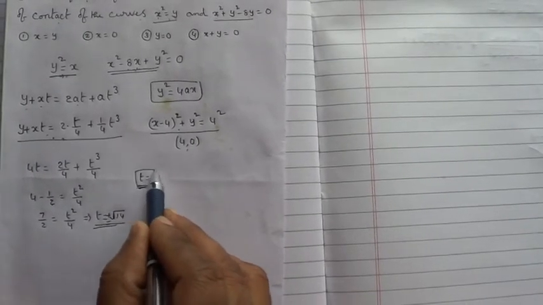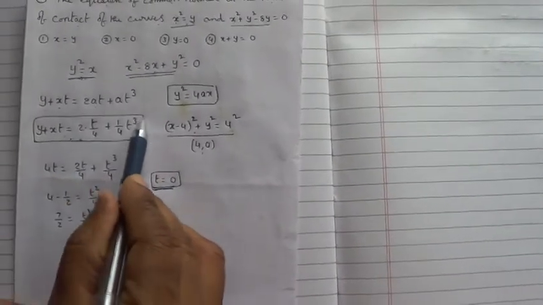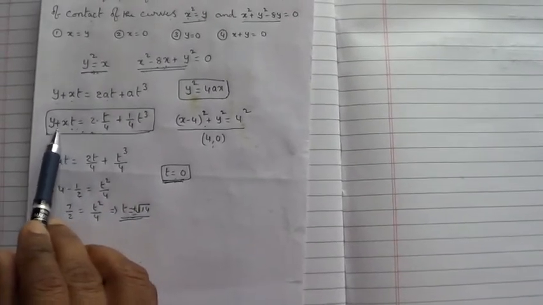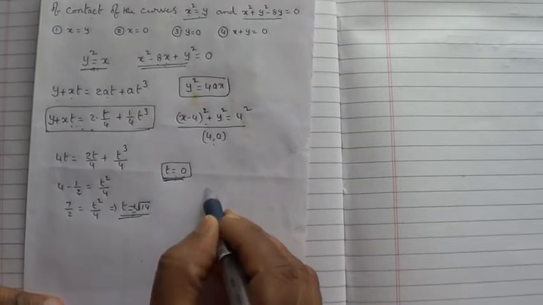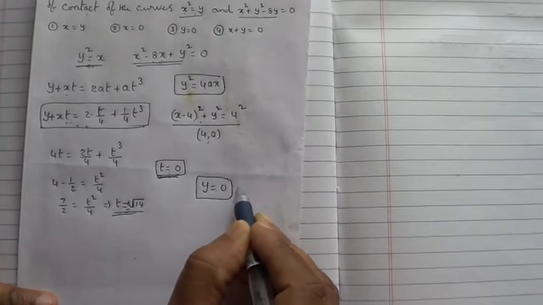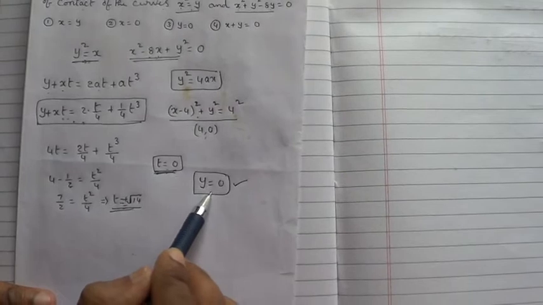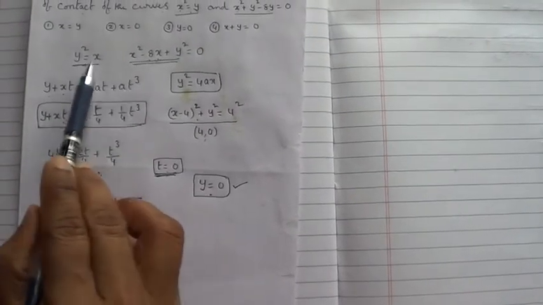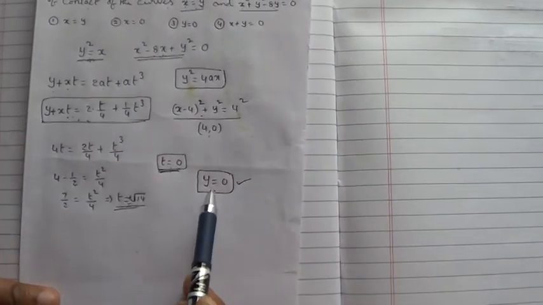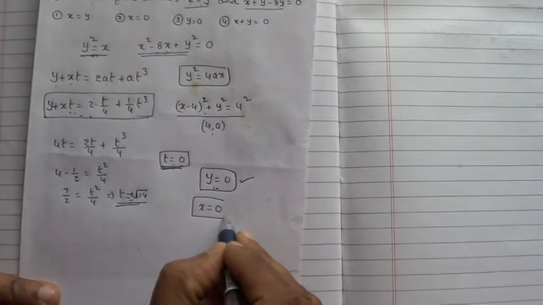So we already have t = 0. If t = 0, substitute in the normal equation. Then what happens? If you put t = 0, we get the equation of the normal as y = 0. But this is not the answer, because this is the normal to these two curves. Here x is replaced by y, right? That's why here also we have to replace: x = 0 is the common normal.